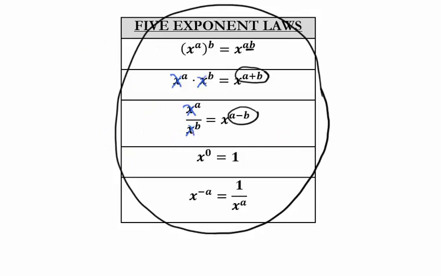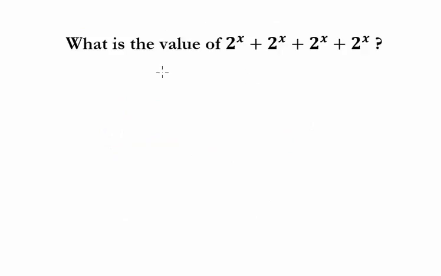Okay, let's take a look at one more example. What is the value of 2 to the x plus 2 to the x plus 2 to the x plus 2 to the x? And everyone is jumping out of their seat and they're saying that's easy. It's 8 to the x because 2 plus 2 plus 2 plus 2 is equal to 8. Now this is incorrect. This is not how we can add exponents, okay?